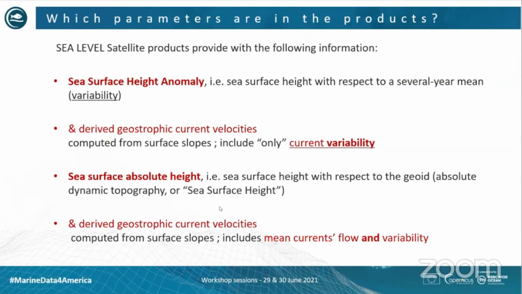We also have within the product the sea surface absolute height, called the absolute dynamic topography, which is the sea surface height with respect to the geoid. Oceanographers often call it sea surface height, but you should always have a reference, because sea surface height for altimetrists is not this. It is sea surface height with respect to something. And you have derived geostrophic current velocities, which are also computed from the surface slope. This time it includes also the mean current flow and the variability. So the 4 parameters are available within the gridded products.